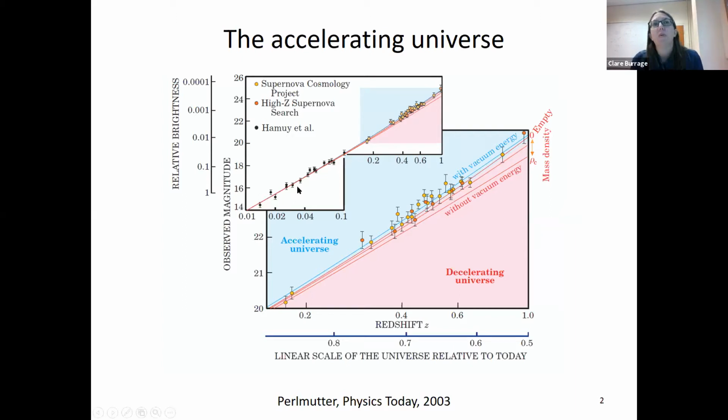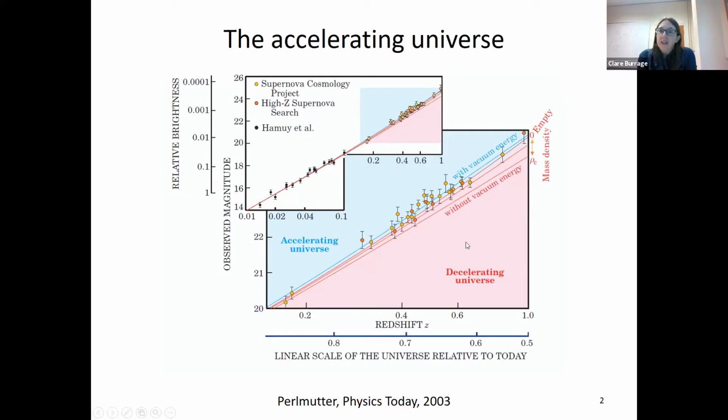What is shown on this plot is redshift on the horizontal axis, so how distant galaxies are moving away from us, or equivalently how far away they are, and the relative brightness of the supernova on the vertical axis. The main plot, the colored version, is a zoomed in plot of the high redshift part of the bigger plot. Hopefully that's clear, with the color coding being an accelerating and decelerating universe.